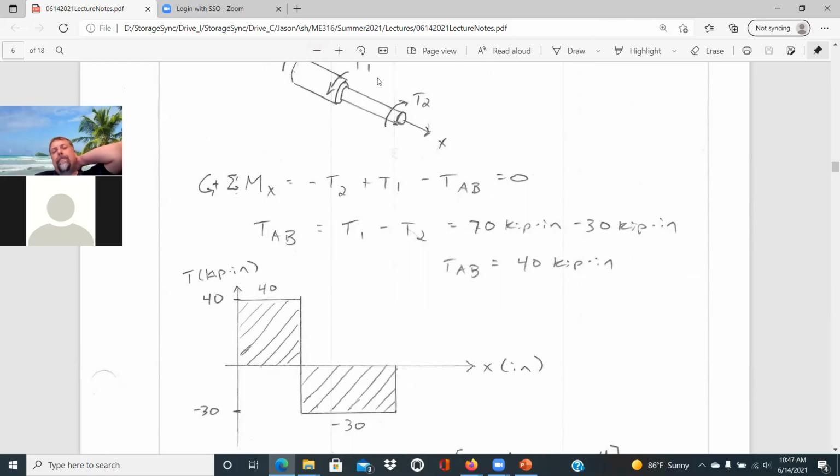And so those are just random cuts in that first segment and second segment, and that would be the same throughout. So really for that segment AB, it's a common 40 kip inch positive for that section, and then a negative 30 kip inch for that second segment BC, where torque is in kip inch and X is in inches.